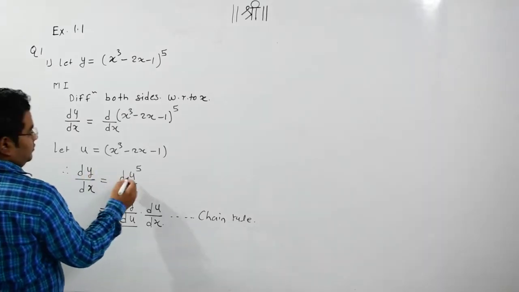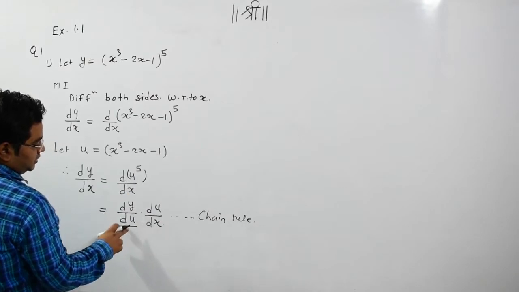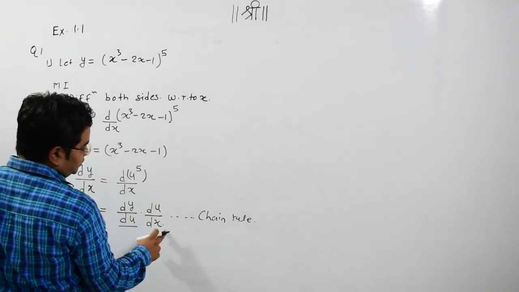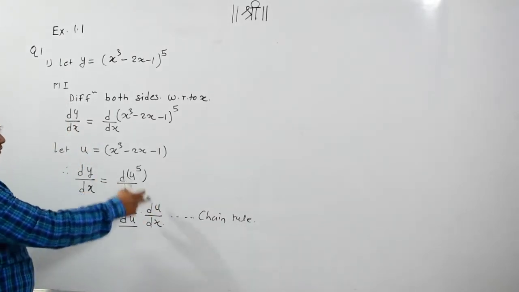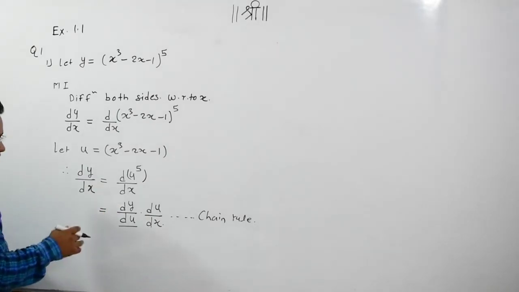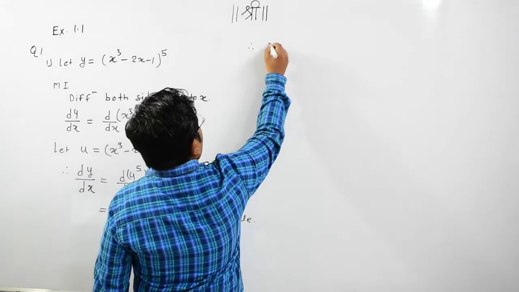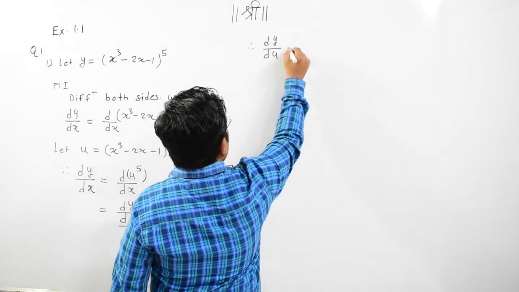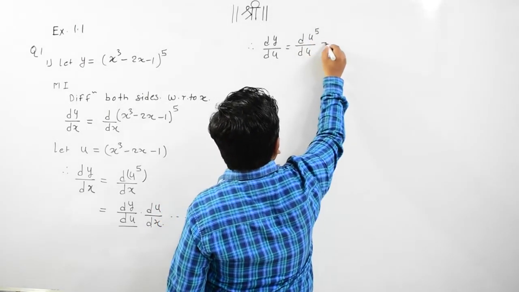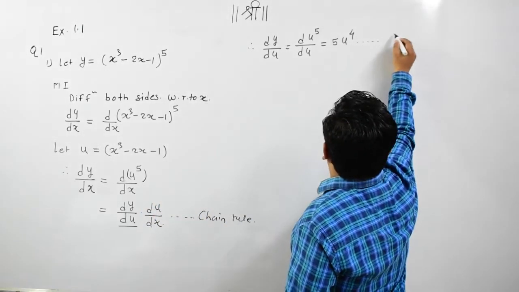So the value of y is nothing but u raised to 5. That y should be differentiated with respect to u, and again that u should be differentiated with respect to x. Therefore, I am doing all this. This sometimes looks complicated, but step by step we need to find dy upon du. So dy upon du is equal to d upon du of u raised to 5, which is equal to 5 u raised to 4. This is an important equation.